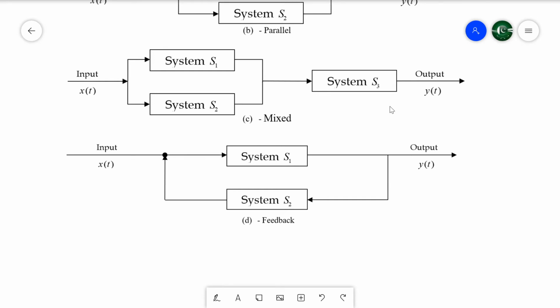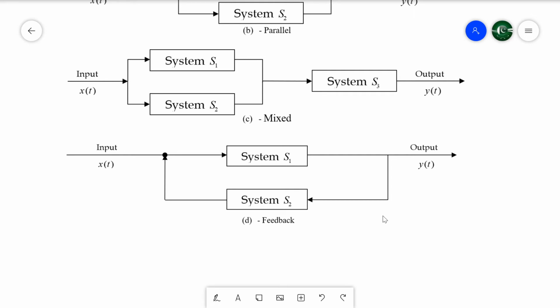The last configuration is the feedback. In the feedback, you give the input to a system S1, and whatever the output is is fed back to S1 by first multiplying with another system. Whatever the answer is, that is fed back to the system S1, and the output of S2 is combined with the input and then given to S1. So this is a loop, and this is called a feedback configuration.